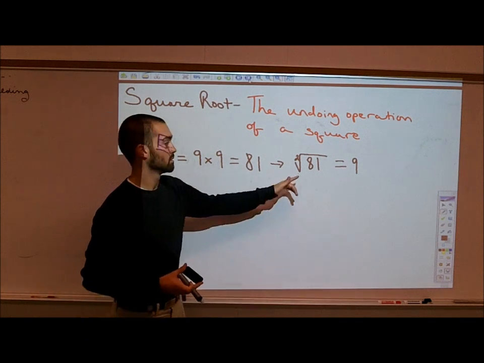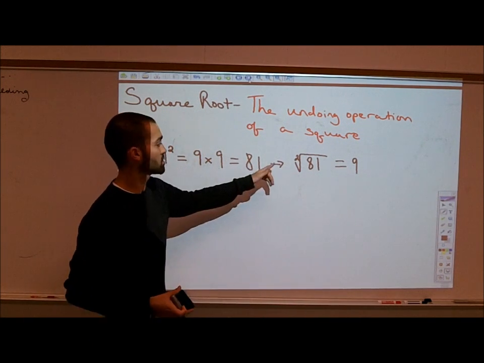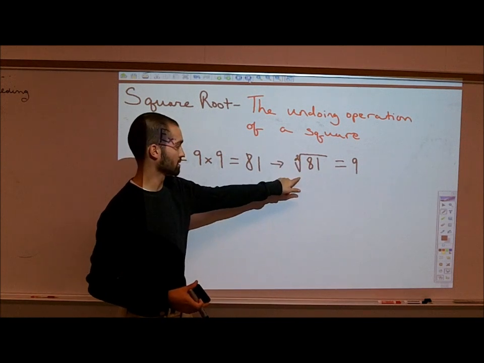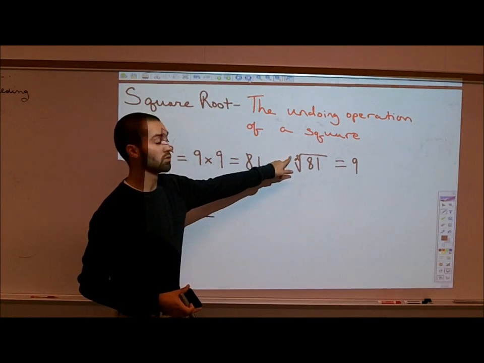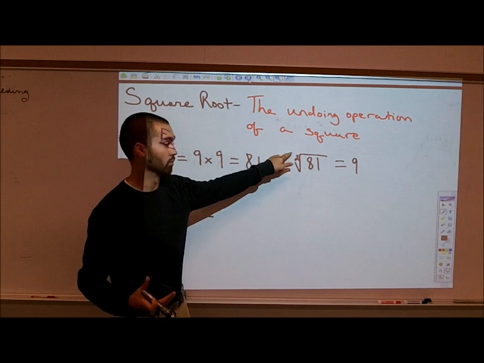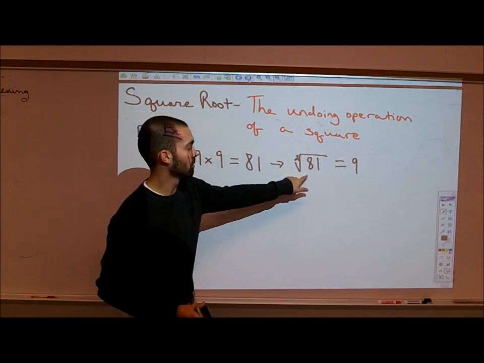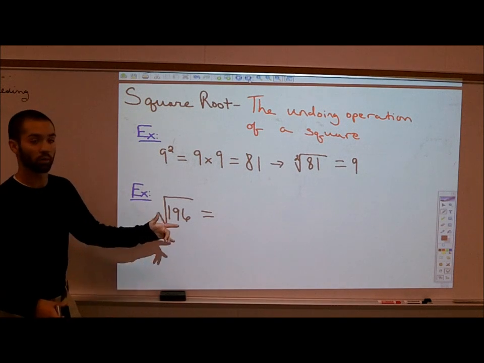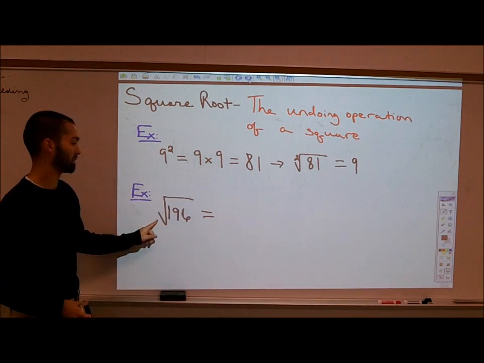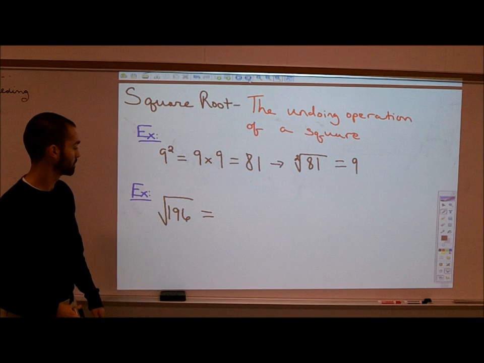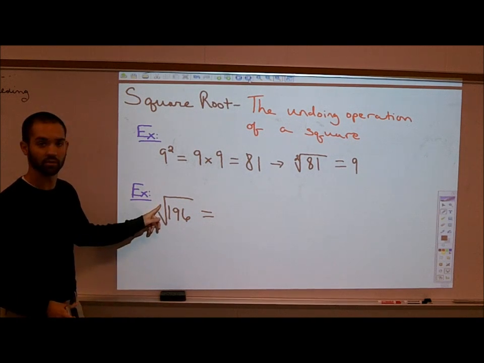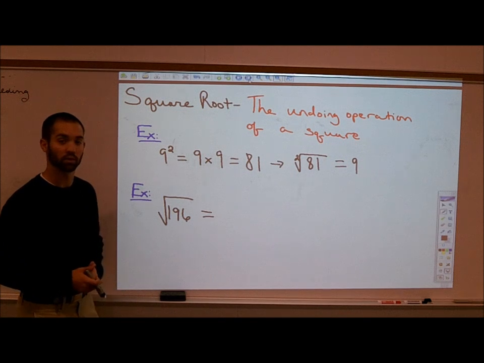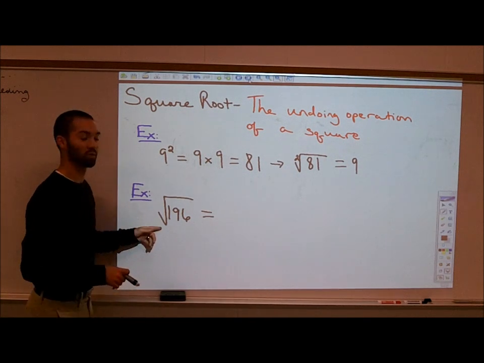Well, the undoing operation of a square is called a square root. Okay? It looks like a division symbol, but it's got this little tail at the end. And we put a 2 here, because that means square root. Well, the square root of 81 is equal to 9. The square root can also just look like the flag and division sign. We don't have to have the 2. So what's the square root of 196?